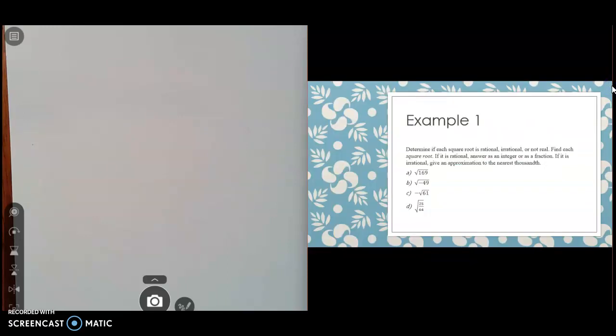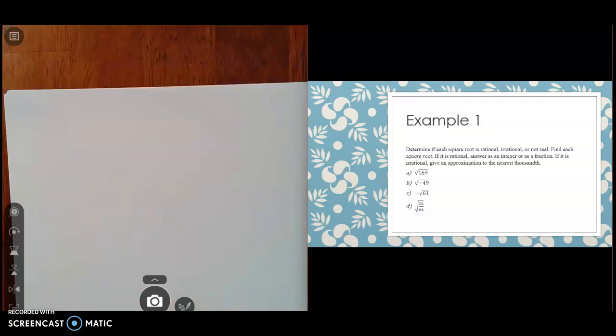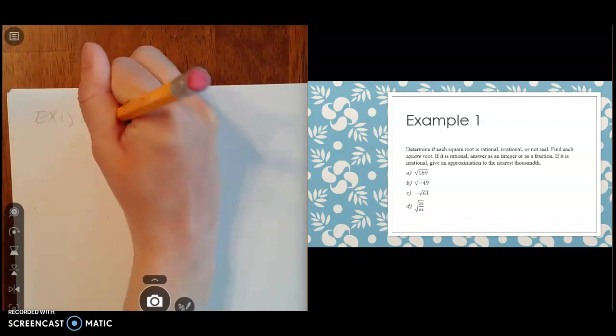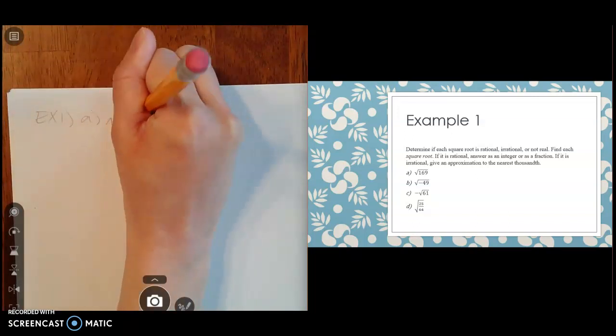So, we're going to go ahead and do our first example. We're going to determine if each square root is rational, irrational, or not real. And we're going to find each square root. Okay, if it's rational, we'll answer as an integer or as a fraction. If it's irrational, we'll give an approximation to the nearest thousandth using a calculator. So, first one I've got for us is the square root of 169.